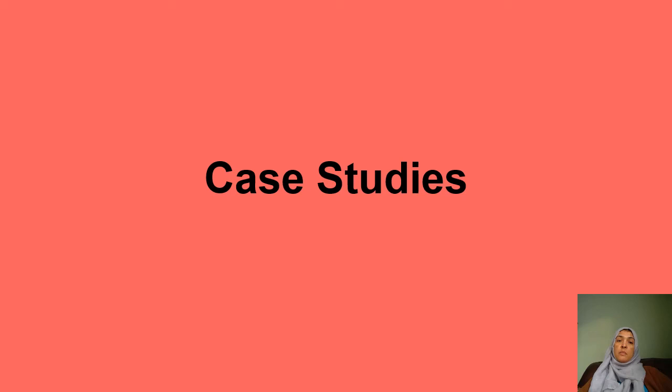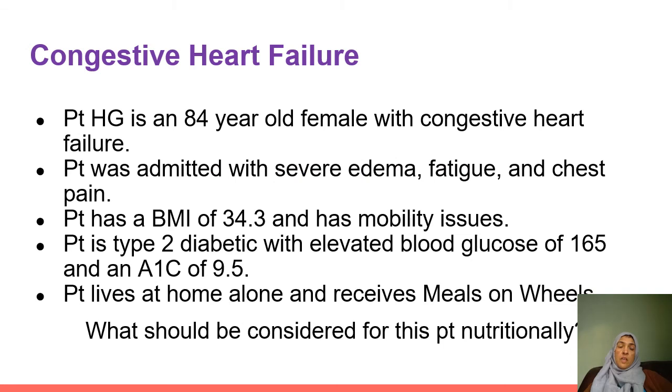I would like to look at some case studies to see how the health condition affects nutrition. This second case study is a patient with congestive heart failure. It's an 84-year-old female. The patient was admitted with severe edema, fatigue, and chest pain. The patient has a BMI of 34.3 and has mobility issues. The patient is type 2 diabetic with elevated blood glucose of 165 and an A1C of 9.5. The patient lives alone and receives Meals on Wheels.